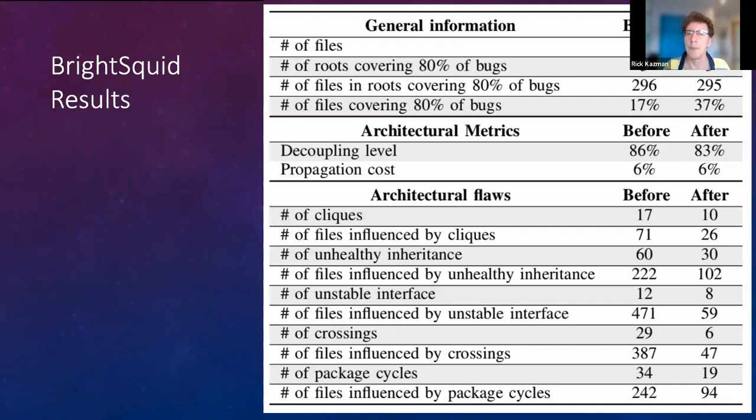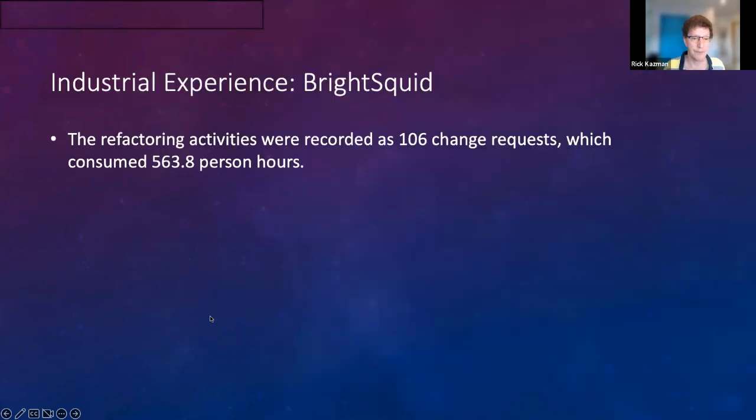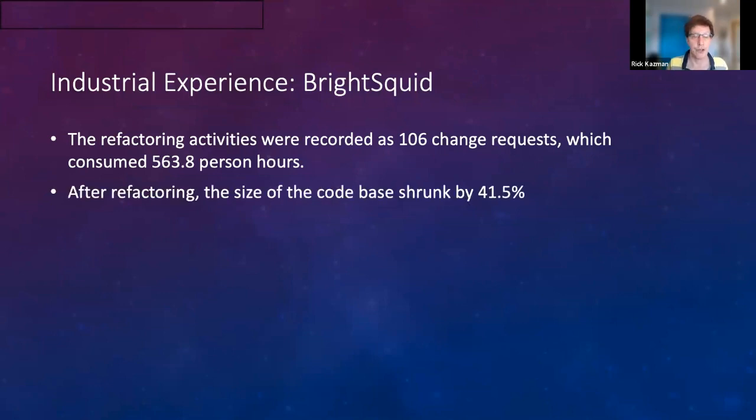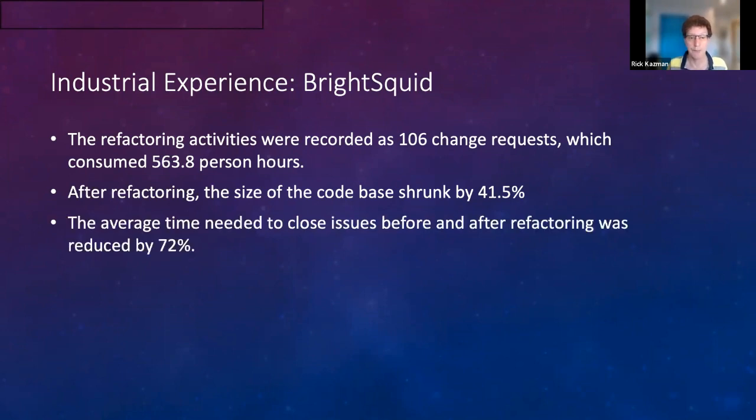So what you can see here is that, in fact, the number of flaws did go down. The number of cliques before was 17, after it was 10. The number of unhealthy inheritance went from 60 to 30. The number of unstable interface went from 12 to 8, and so forth. So they did, in fact, succeed in removing the flaws. This refactoring took them, you can see here, about 14 person weeks of effort. They shrunk the code base, so they identified a lot of redundant files, so that was good.